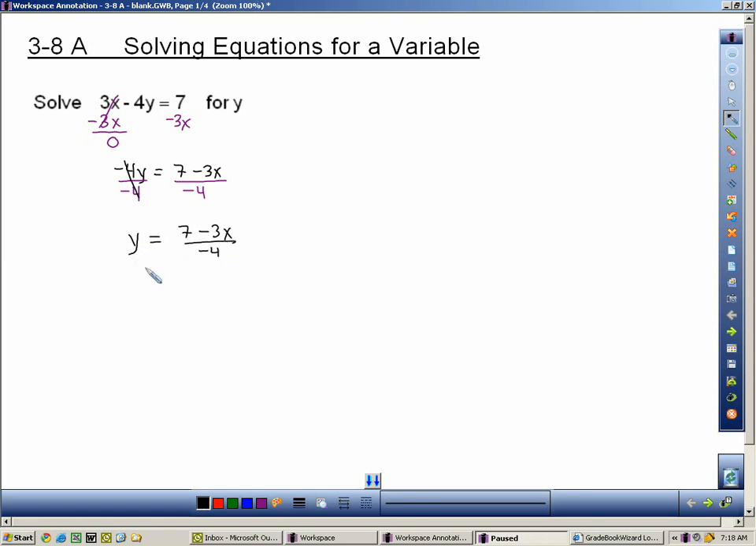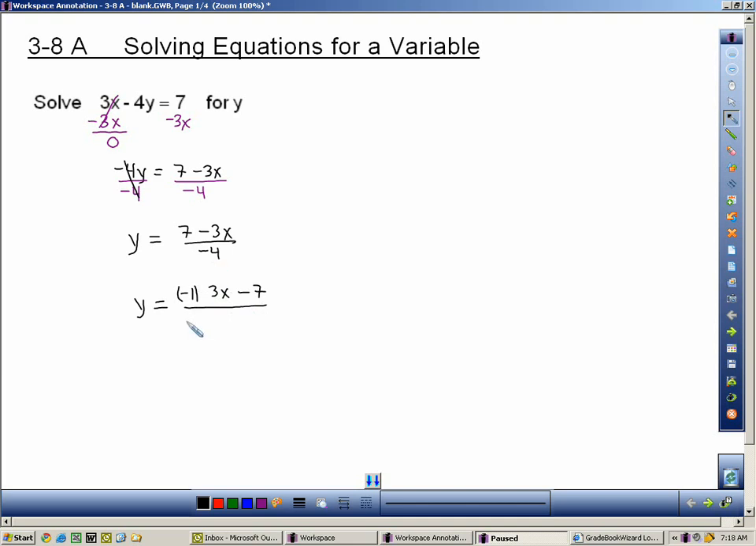Now this is fine for a solution. There is a little trick that I'd like to show you. It's something that you'll want to get used to, especially as we move through the chapter. On the top here, I'm going to factor out a negative 1. Now when you factor negative 1's out, all that does is change signs. So this 7 is going to become a negative 7, and I'm going to put it in the back. You'll see why in a second. This negative 3x is going to become a positive 3x, and I'm going to put that in the front.